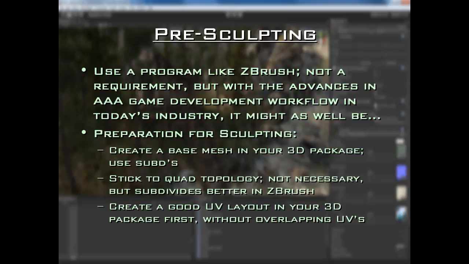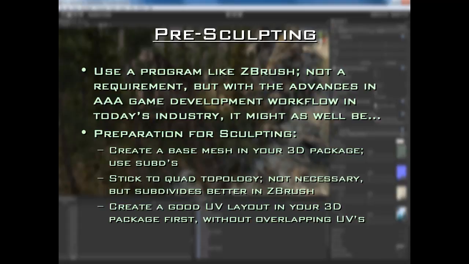Now, you want to stick to quad topology. Now, it's not necessary, but it subdivides better in ZBrush. Okay, ZBrush hates n-gons. It loves quads. Quads are four-sided polygons, and you could import an object with triangles. That's going to cause some artifacting, and it's not going to subdivide very well. But it's not going to make ZBrush crash. It's not going to make your system catch on fire or anything like that.